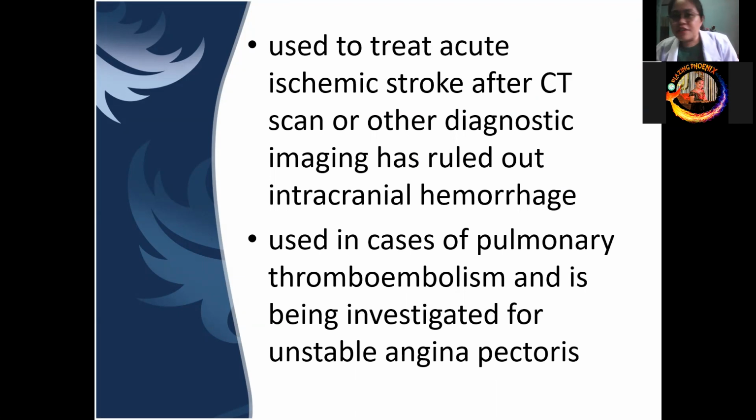aside from that, we can also use Alteplase for acute ischemic stroke after a CT scan or other diagnostic processes. Once intracranial hemorrhage is ruled out, then we can use Alteplase for the stroke. When you say ischemic, these are conditions where a part of the organ lacks oxygen because of obstruction, like in our blood vessels. That is what happens in ischemic stroke. A stroke happens because of that obstruction and lack of oxygen.